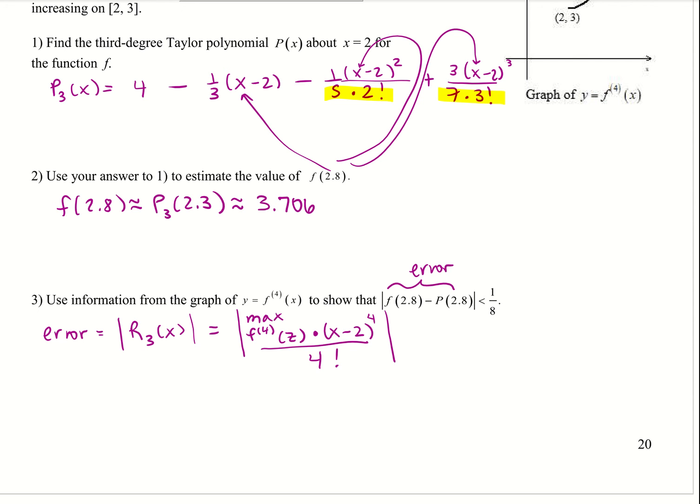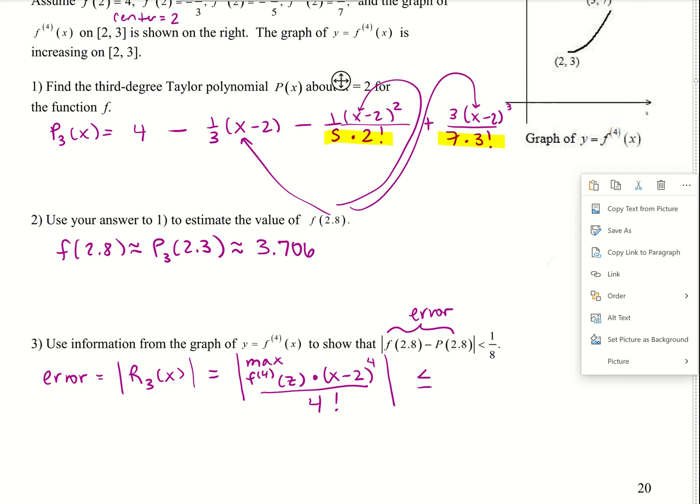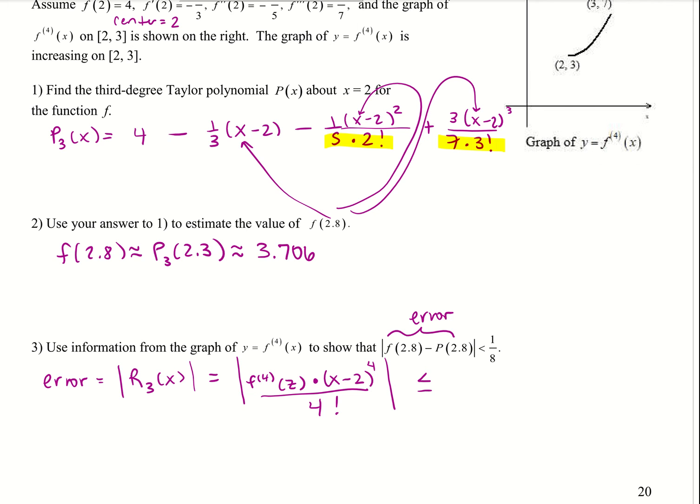So this error, which would be coming from that remainder, should be less than or equal to the maximum of that fourth derivative on the interval that I'm giving. Actually, I'm going to write the word max when I evaluate. Well, what would be the maximum of that fourth derivative? I just want somewhere to communicate that I know that that's the maximum.